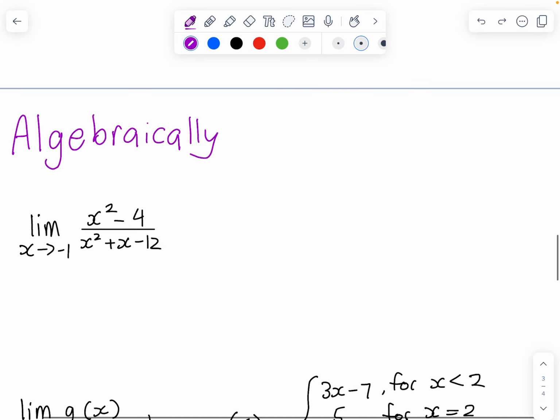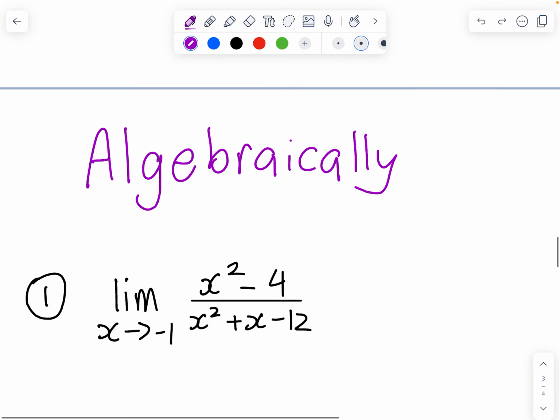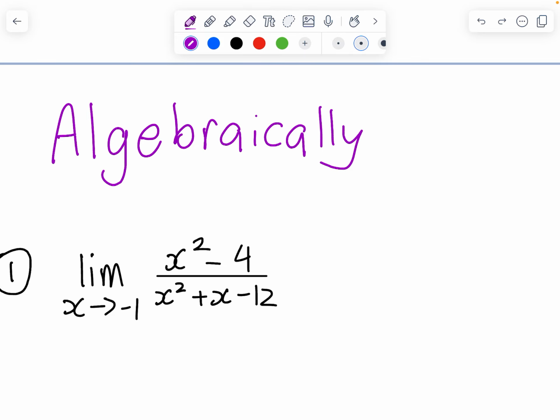So let's do a few more practice. Let's try the algebraic method. When we do this, similar to what we did earlier, we also want to simplify it, or we could also just substitute in the value and solve it from there. So we have x approaches -1, so I can just simply plug in x as -1.